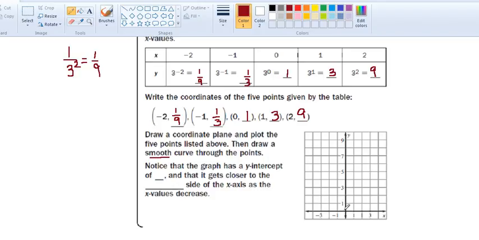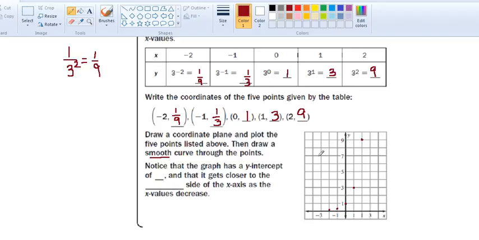Let's start with -2 and 1/9. So starting at the origin, we're going to go -2, and then 1/9 is about right there. Not too high on the y-axis. Then we'll do -1, 1/3. I guess it's about right there. 0, 1. Again, I'm getting these points right from our table. Then 1, 3. Uh-oh, that's not very straight. And then 2, 9 is way up here.